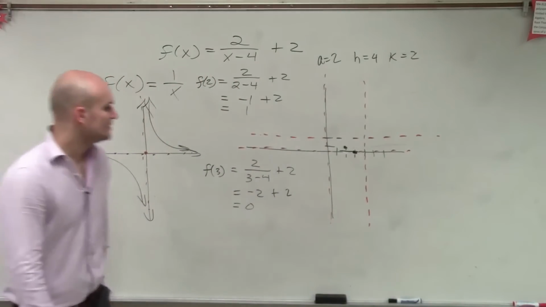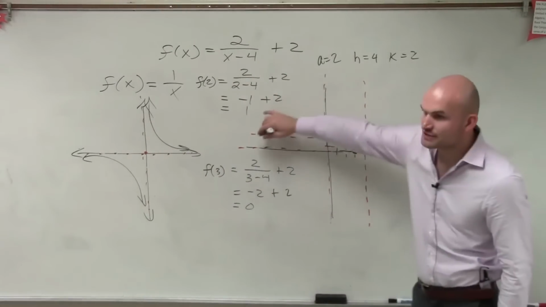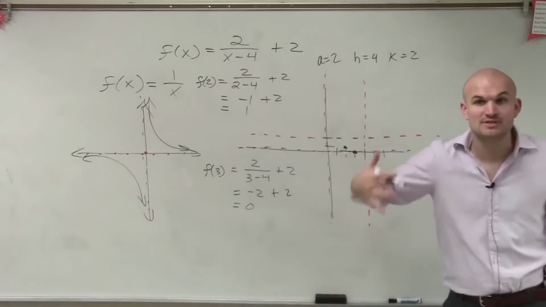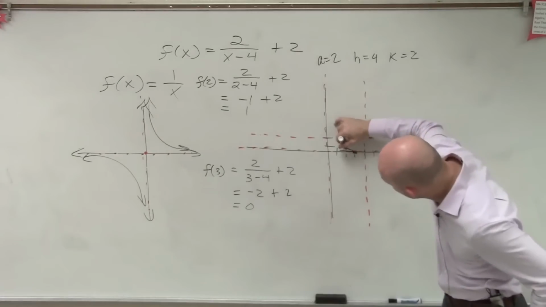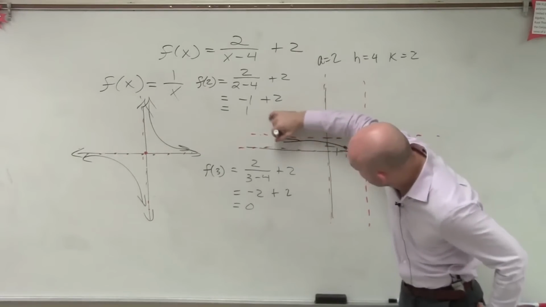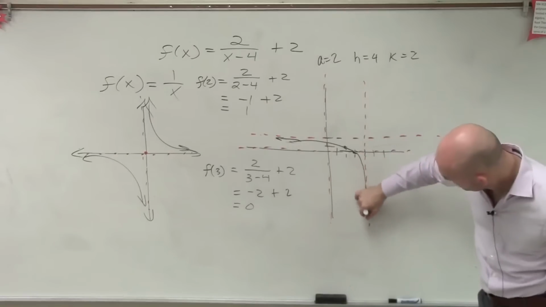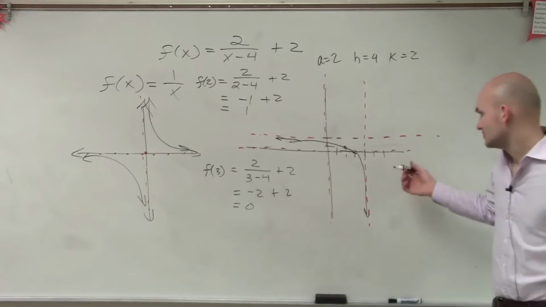OK? Now, understanding the shape of this graph, we know that the graph is going to go through these 2 points. And the important thing, guys, remember asymptotes: asymptotes are where a graph approaches. So we know these 2 points are going to approach that asymptote, and they have to approach this asymptote.